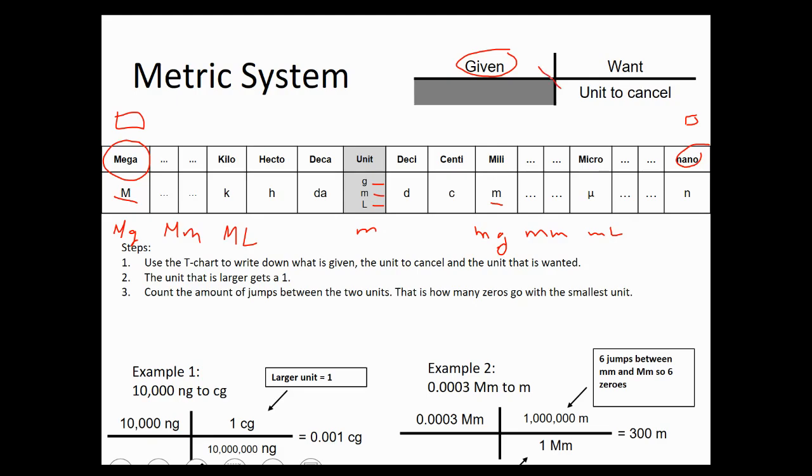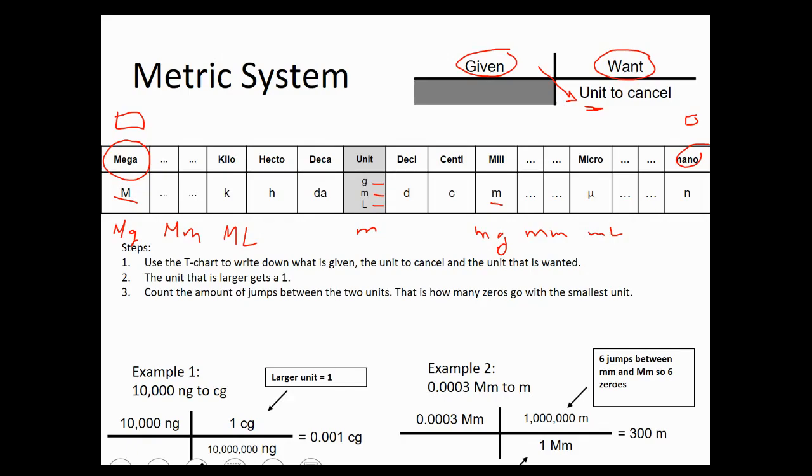Now, here on the bottom, we're always going to bring down what it is that we want to cancel. So we only bring the unit, never the number. And then on top, we're going to write the unit that we want. And this also is a piece of information that will be given to you in the problem, okay?